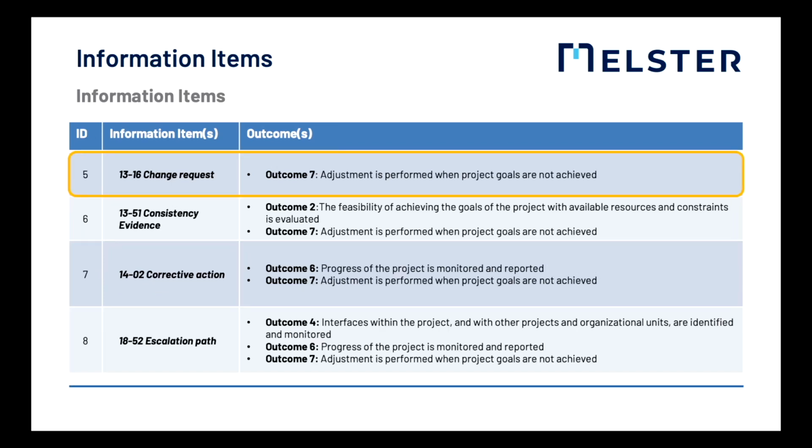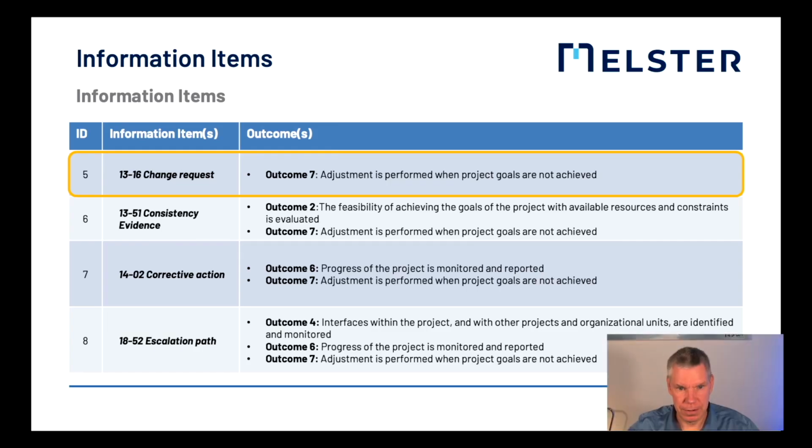Next information item is the change request. This information item contributes to outcome number 7. Adjustment is performed when the project goals are not achieved. So the cause for a change request can be deviation from the plan. During the replanning, the goals of the project can be changed if agreed with the customer. In order to document this in a proper way, a change request is typically used.